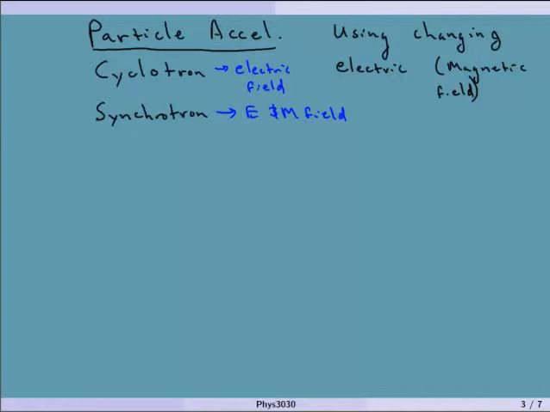And I don't want to talk too much about the details of how those exactly work, but the idea about these is that you use high energy particles to probe smaller and smaller structures.